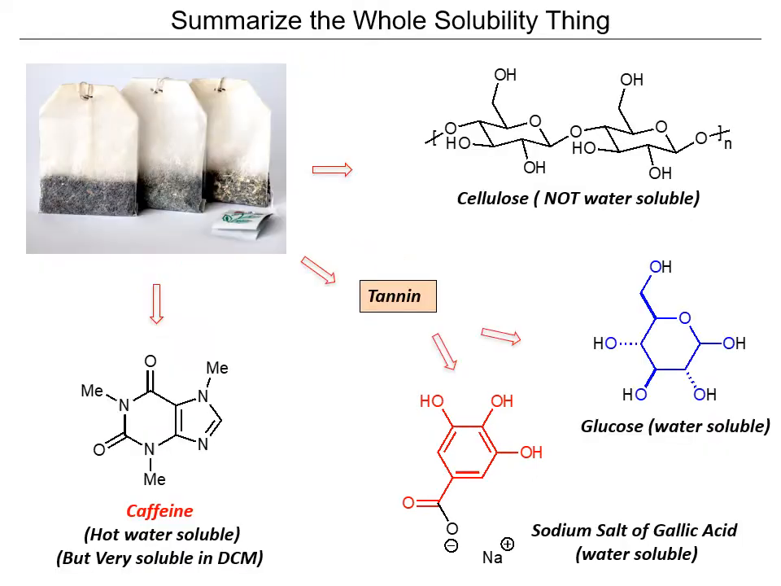To know these things. So to summarize what I just went over right here, we have these bags of tea, and they have all of these different components in them, right? You have cellulose, not water soluble, which pretty much makes it easier to get rid of. You have tannin, which is water soluble, but the gallic acid, which comes out of tannin, isn't so water soluble. But if you treat it with sodium carbonate, you make it more soluble in water by making it an ionic compound. And then you have caffeine, which is soluble in hot water and very, very soluble in DCM. So that's the summary of this.